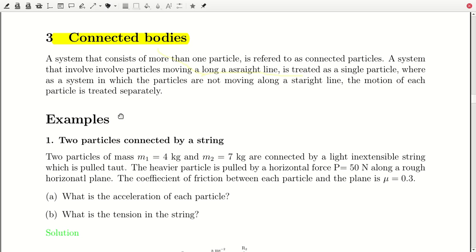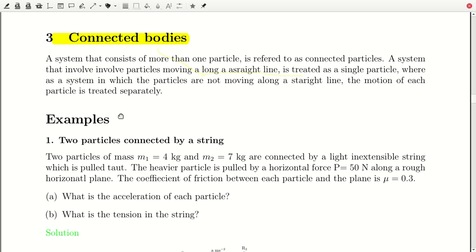However, if an object is placed on a plane, one thing we must take note of is that we have to first calculate the reaction which the particle is experiencing. If you have a particle and it's placed on a plane, remember to do that.